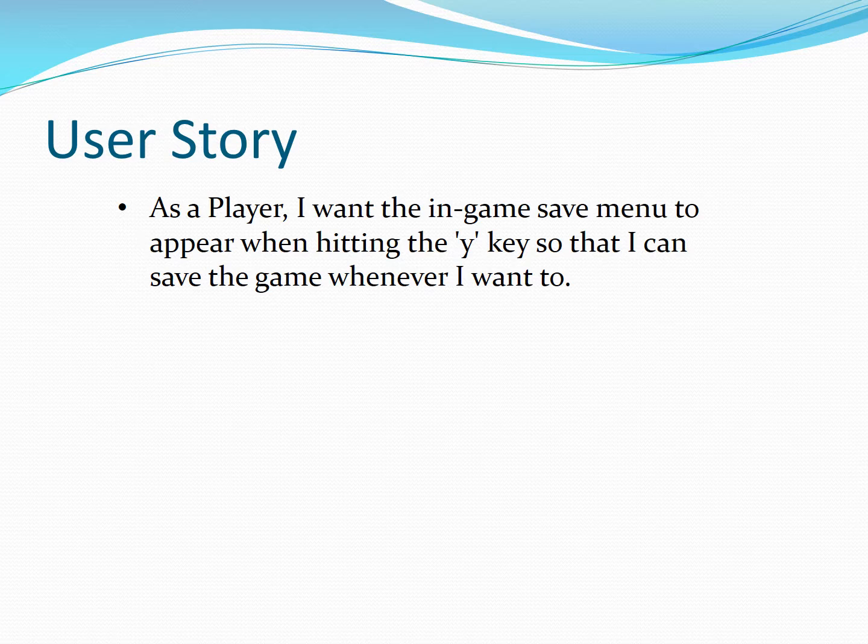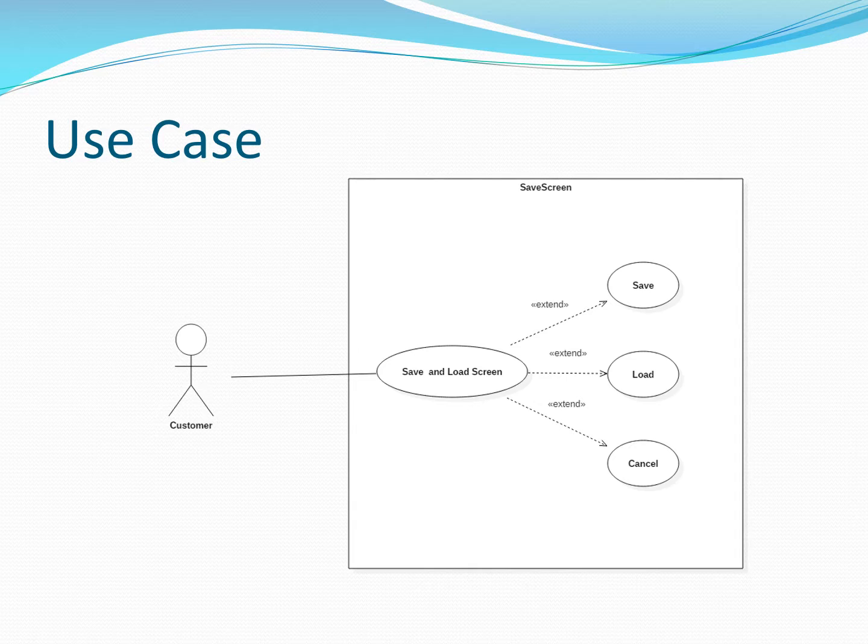The first user story is, as a player, I want the in-game save menu to appear when hitting the Y key so that I can save the game whenever I want to. In the use case shown here, the customer accesses the save and load screen via a keystroke. When that screen appears, the customer will be presented with the option to save or load a game, or to simply cancel.